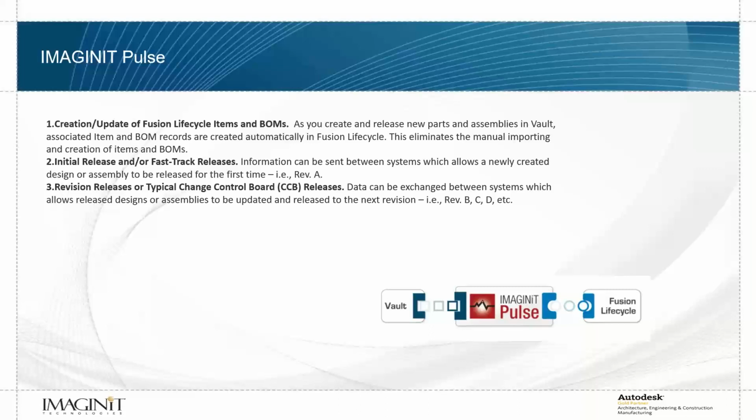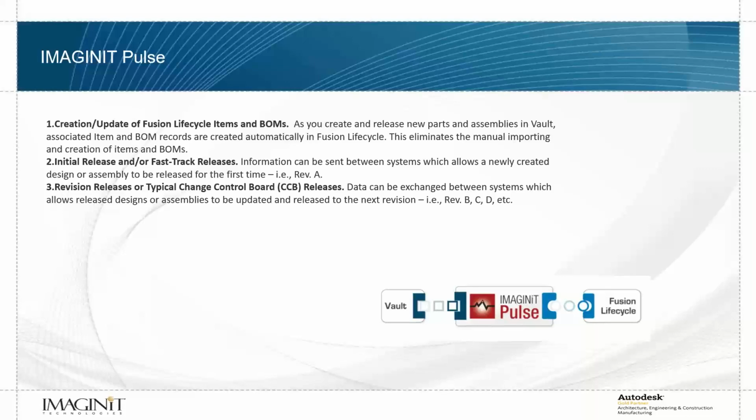And if you look at the list, creating and updating items and bills of material, initial release or fast track releases, revision releases, or typical change control board (CCB) releases. If you're paying attention, which I hope you are by this point, those are exactly the same things. I'm saying, look, there's two middlewares and they do very much the same thing. Well, why would I bring up both of them? I did want to break this down a little bit.